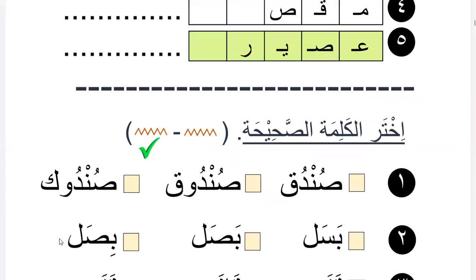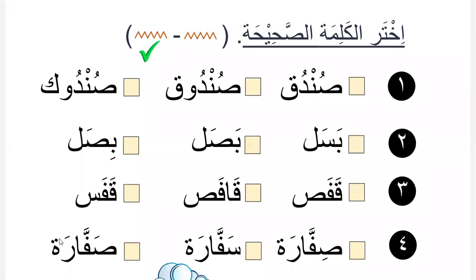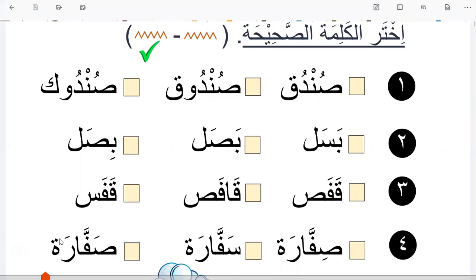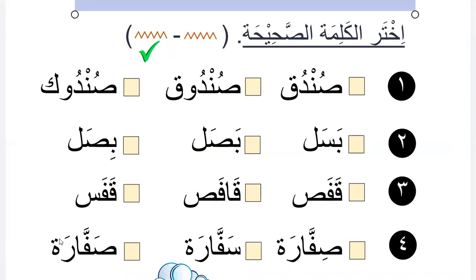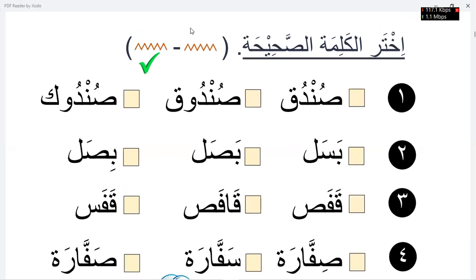Now we have choose the correct word. Riyan? Yes. What is the correct word here? The second one. Good. Sunduk. Latifa, the answer she's saying, Sunduk, is Riyan's answer correct? Yes. Okay. Then next one. The second one. Good. Next. The first one. Good. The third one, Safara. Okay.